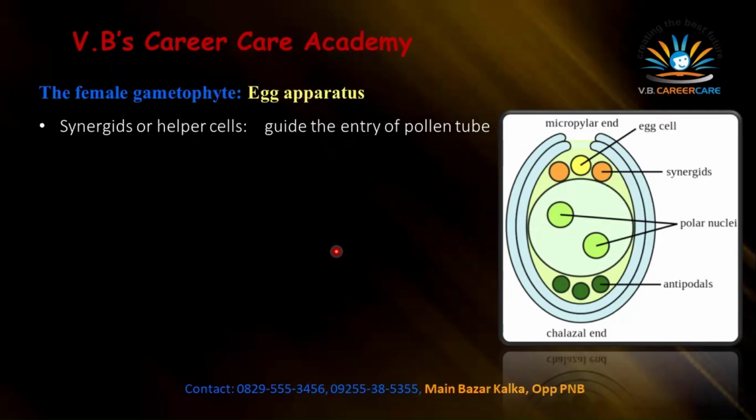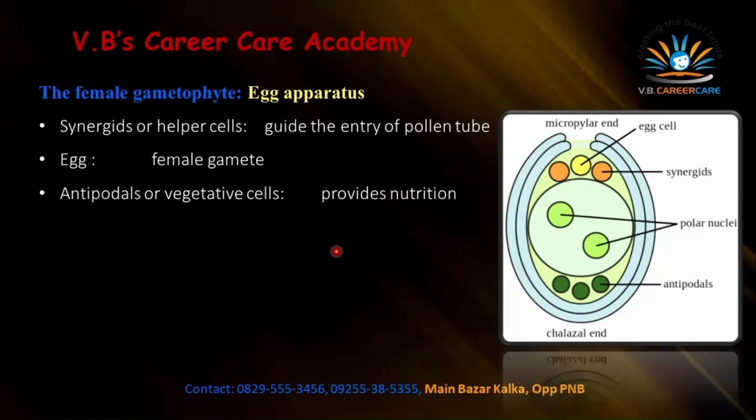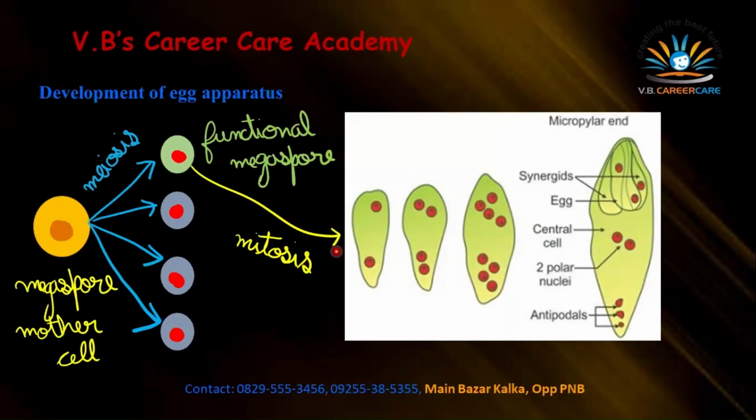Now let us continue to learn about their functions. The synergids or helper cells guide the entry of the pollen tube. The egg is the female gamete. The antipodals or vegetative cells provide nutrients, and the central cell develops into the endosperm.